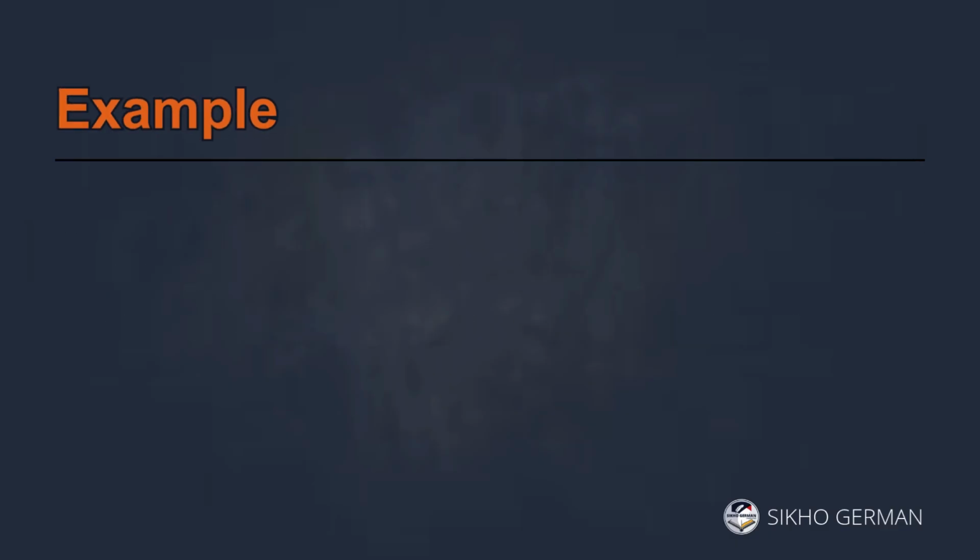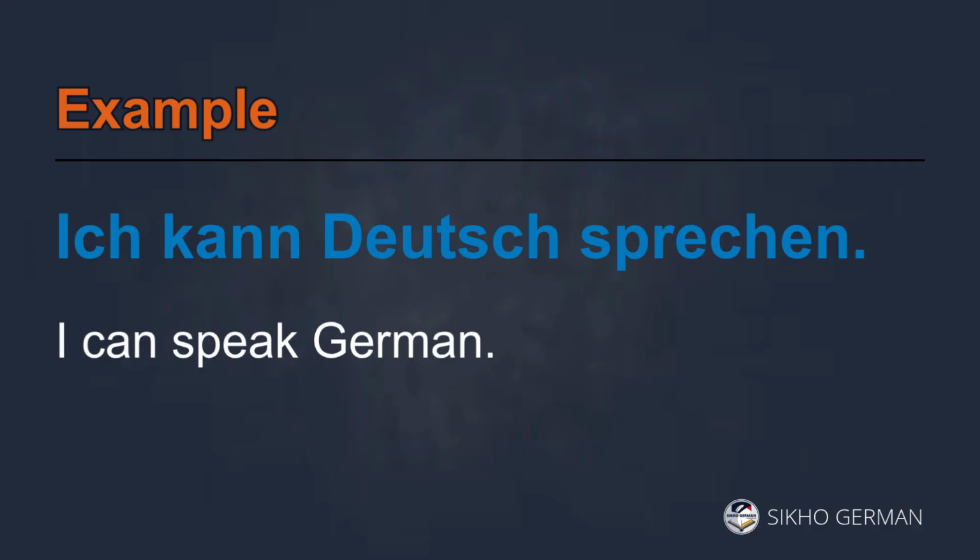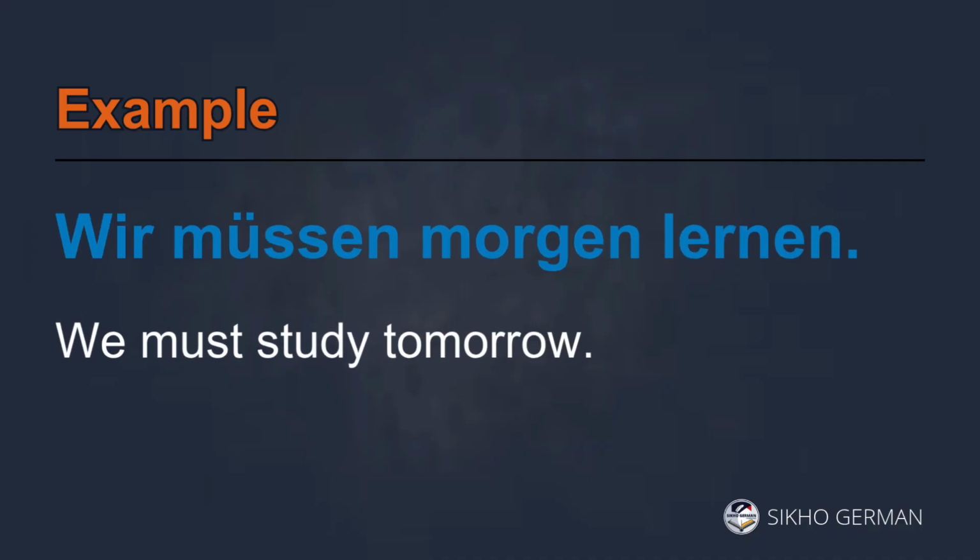These first examples are perfect for explaining how the structure works in real sentences. Ich kann Deutsch sprechen means I can speak German. Notice that kann is conjugated, but sprechen stays at the end in the infinitive form. Wir müssen morgen lernen means we must study tomorrow. Again, müssen is the modal verb, and lernen stays at the end.